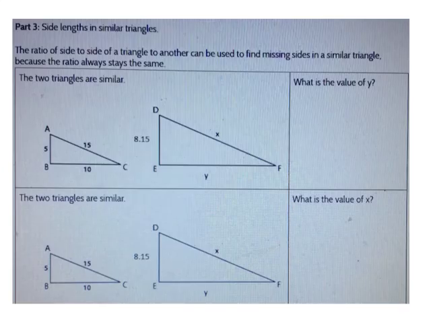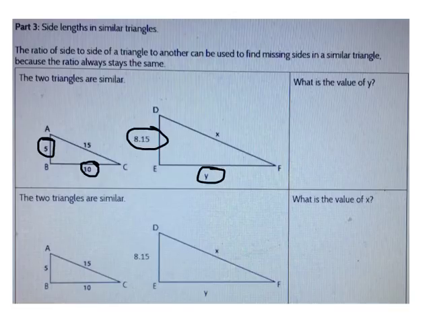We also talked about how we could use the ratio between the sides of similar triangles to solve for missing sides. The two triangles are similar. What is the value of y? Well, it's going to be hard to find the scale factor to go from 5 to 8 15/100ths. So I can look at the ratio of the sides. 10, the medium side, is 2 times as long as 5. So I know that y, the medium side, will be 2 times as long as 8 15/100ths.